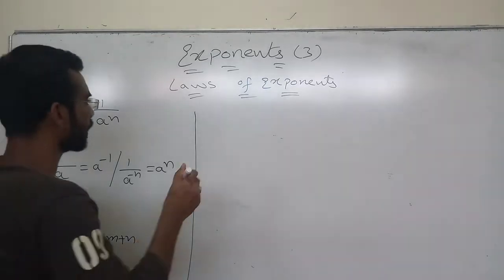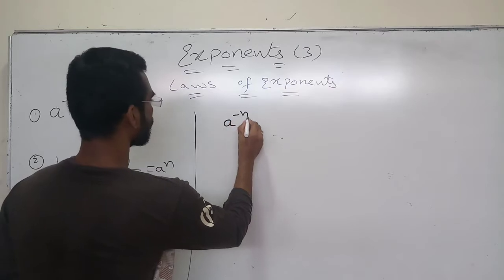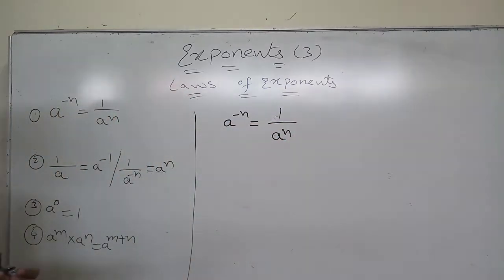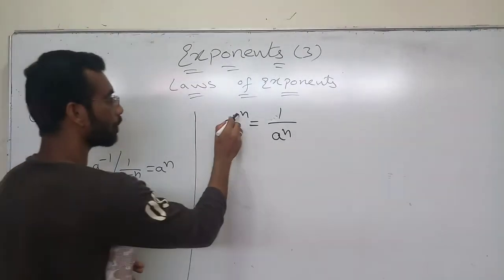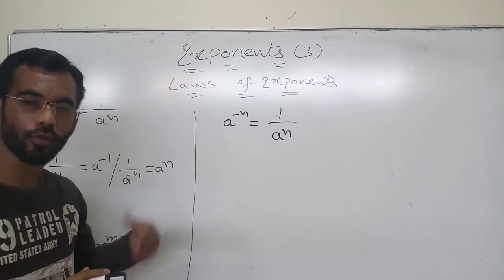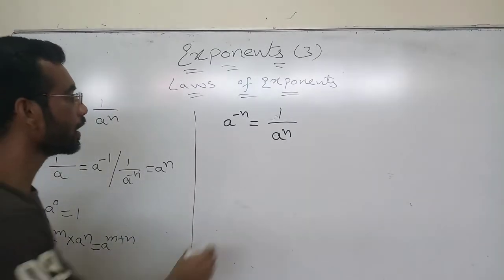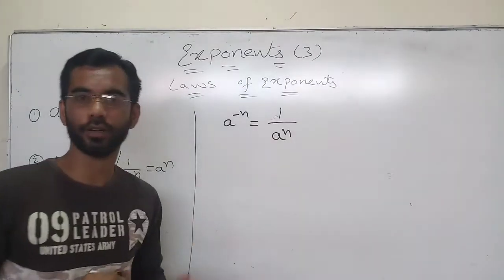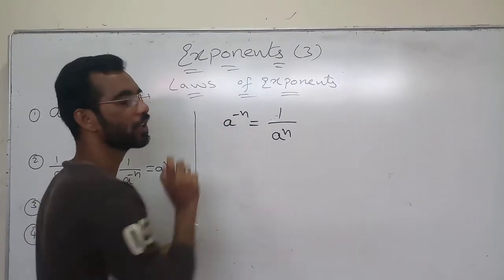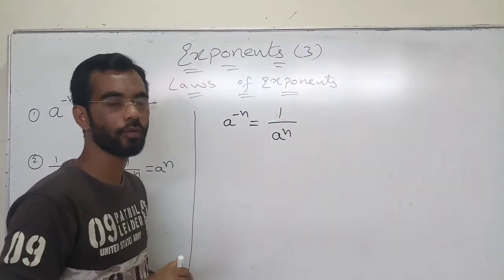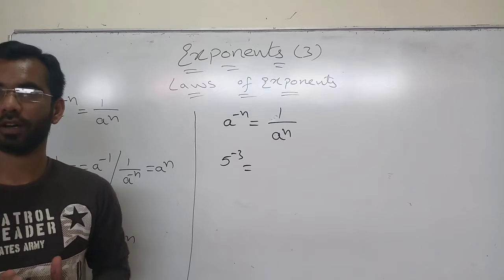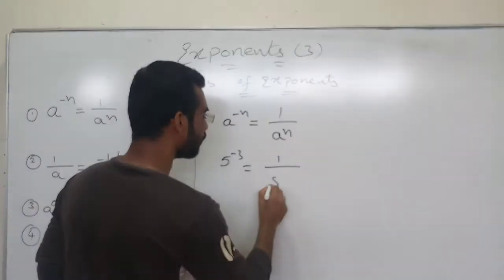In the first law, it says that a power of minus n is equal to 1 by a power of n. Remember, here the power is negative. If you want to make the power positive, it goes to the denominator, then it becomes plus, so the numerator will be 1. Example: 5 power of minus 3. How can we write it? 1 by 5 power of 3.